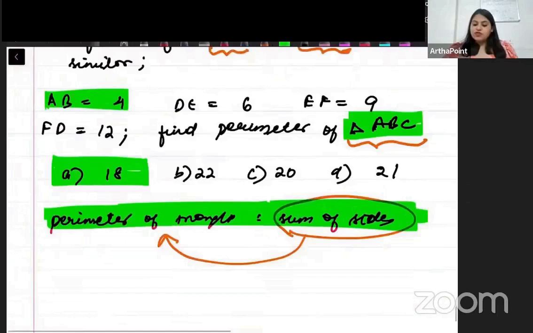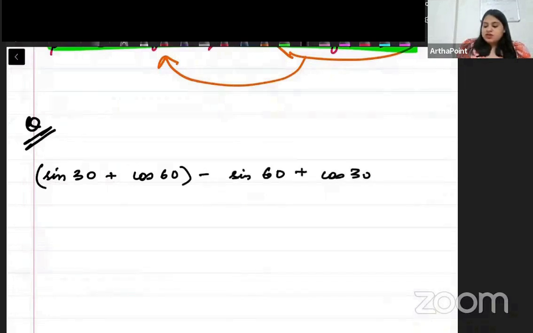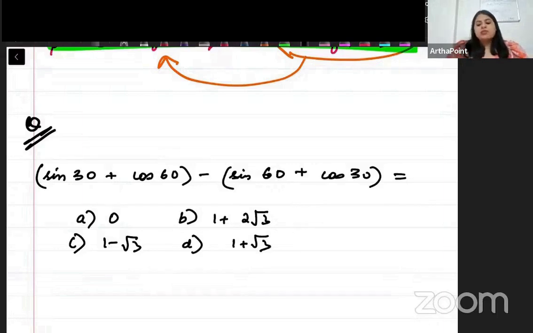Now, beta, let me give you some practice questions from trigonometry. Please try to do these questions. The first question I'm giving you is: sine 30 plus cos 60 minus sine 60 plus cos 30 is A 0, B 1 plus 2 root 3, C 1 minus root 3, and D 1 plus root 3. You have to tell me which of the following is the correct option.